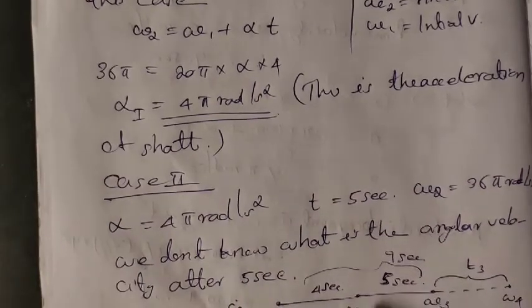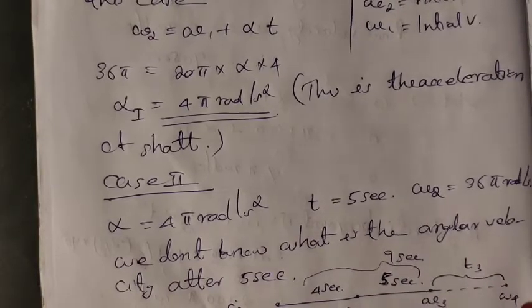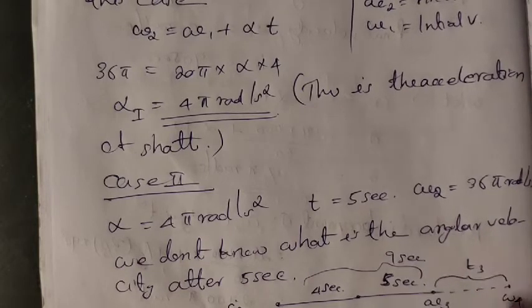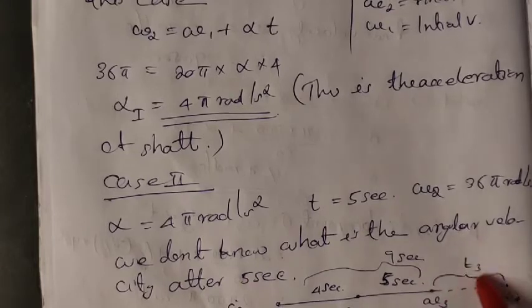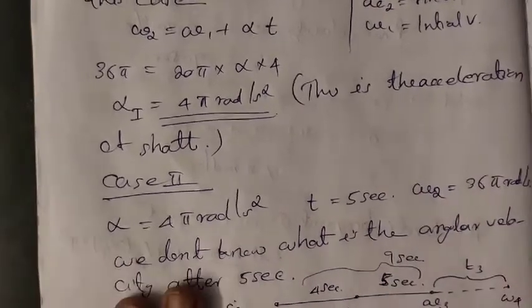So omega 1 to omega 2 takes 4 seconds, and omega 2 to omega 3 takes 5 seconds. Then from omega 3 to omega 4, the speed is the same as omega 3, since it is not increasing. The time is unknown. We want to find t3 and add these all up to get the total time.